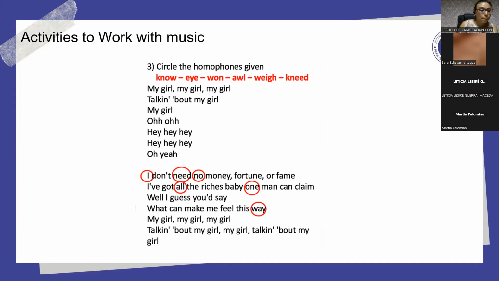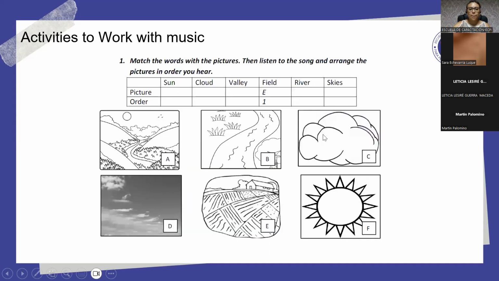Is it okay? How is this information so far? Is it okay? Yes or no? Please write in the chat. Are we okay? Yes? Okay. What else, my friends? Thank you so much for your answers.